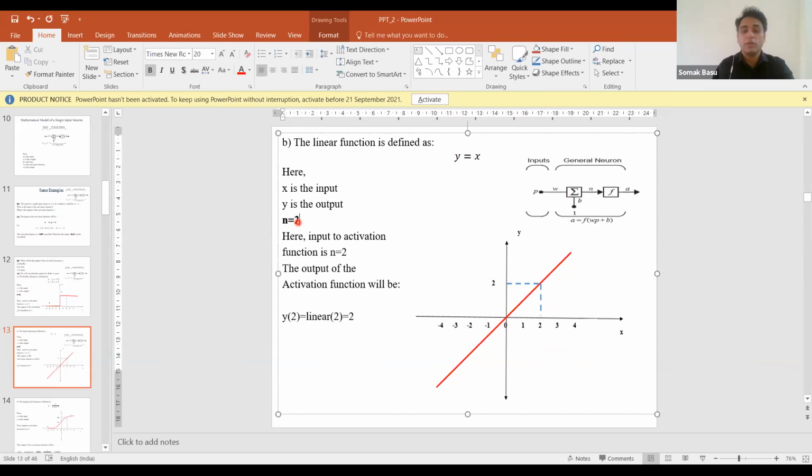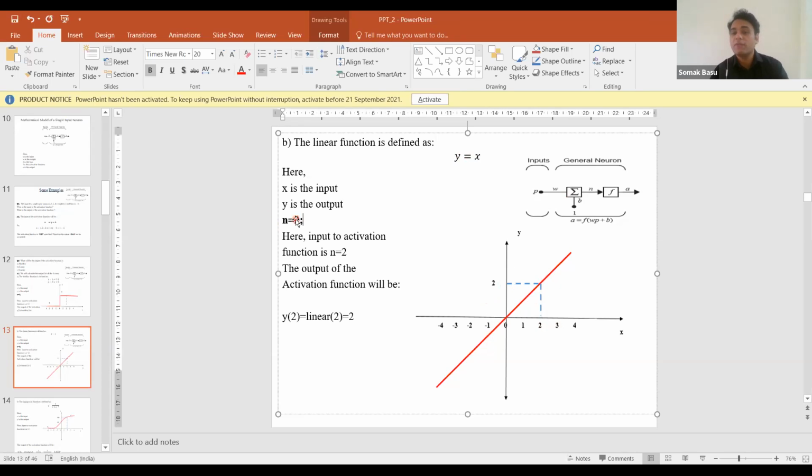N is equal to 2 over here. So if n is equal to 2, what will be the value of the activation function? You know what the activation function is? Linear function, y is equal to x. Whatever is the input, you get the same output. If the input is 2, the output will also be 2. If the input is 3, the output will also be 3. If the input is minus 1, the output will also be minus 1.